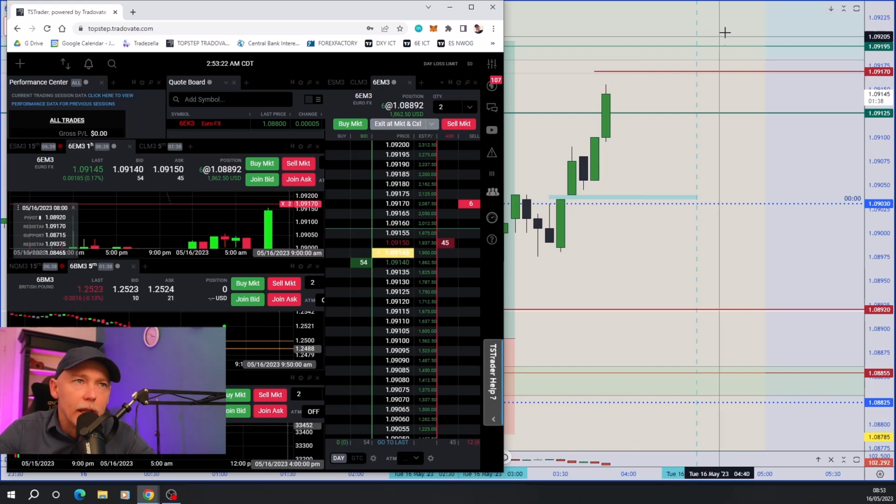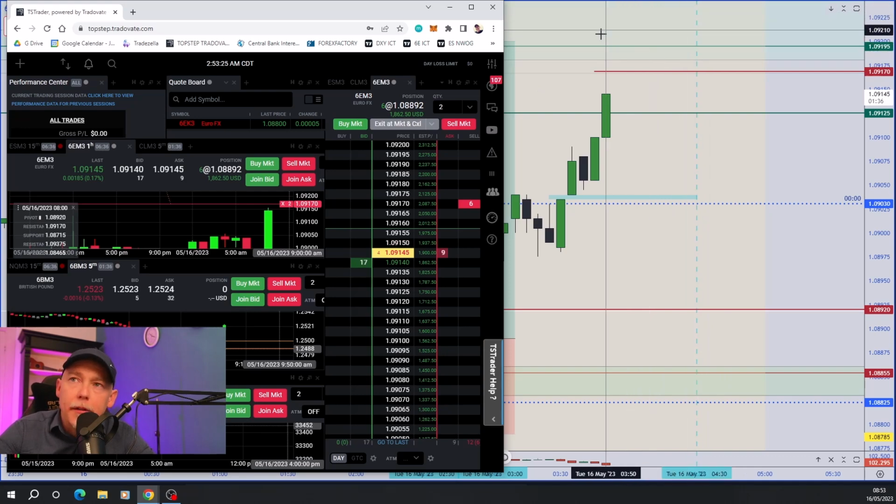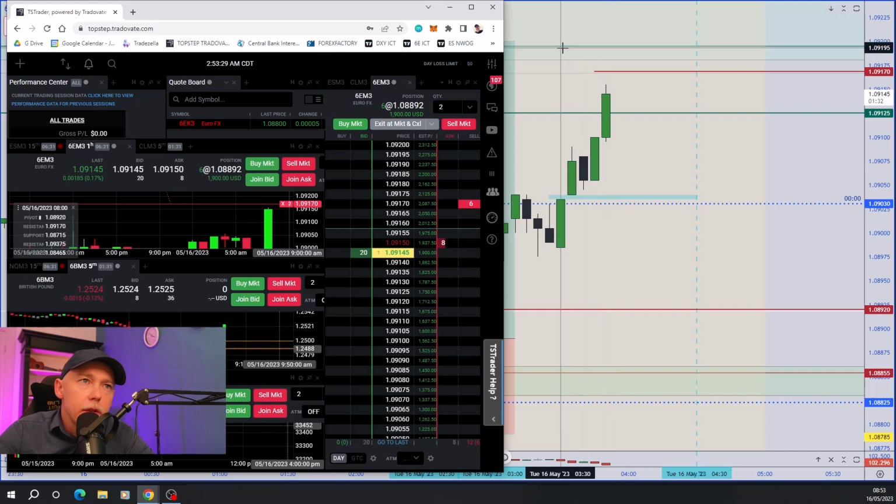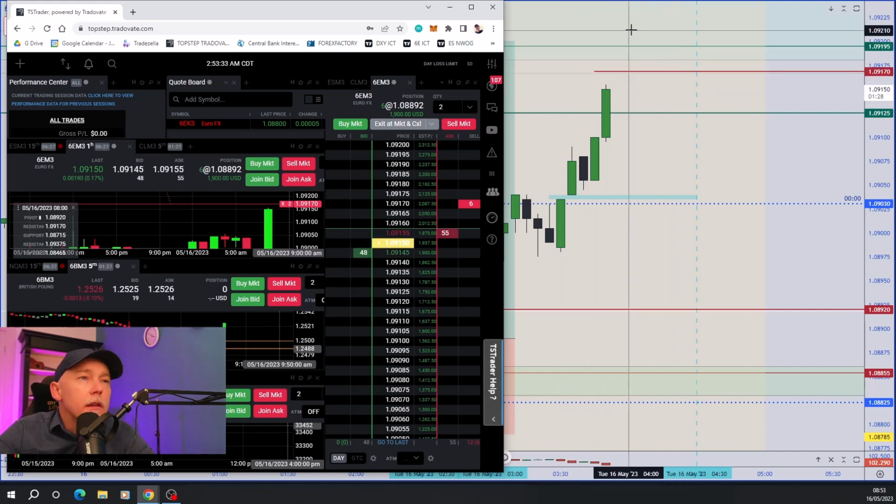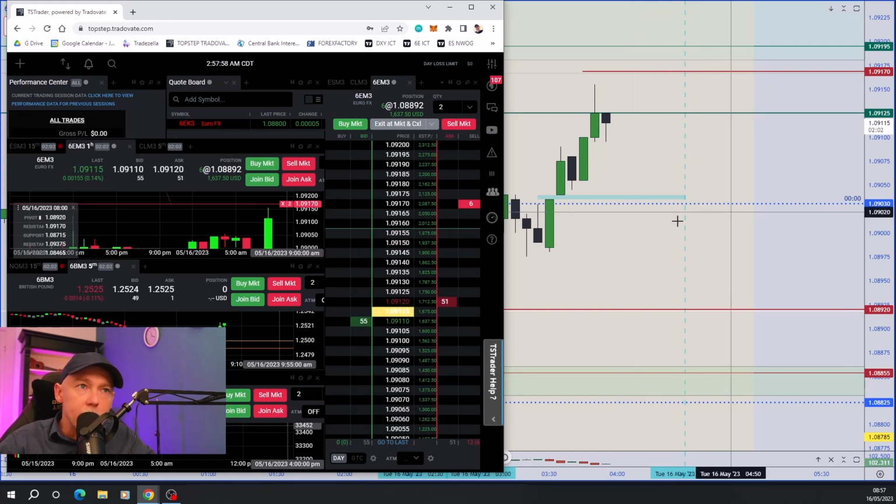That fair value gap above the market, obviously a magnet for price. So the light blue blocks is the fair value gap we spoke about. So that's the magnet that wants to pull price higher. Looking for price to be pulled up towards this fair value gap above us.